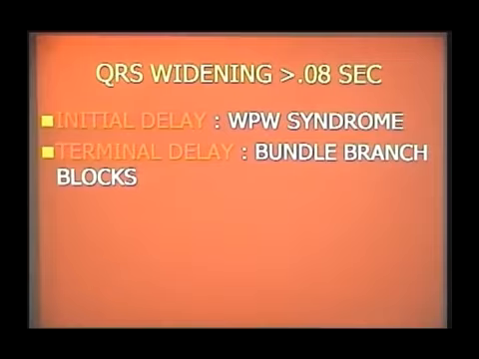Whenever there is an initial delay in QRS widening, we must suspect a pre-excitation syndrome like Wolff-Parkinson-White syndrome. Whereas whenever the QRS is widened because the terminal portion is delayed, you must suspect a bundle branch block, either right or left bundle branch block. So the first step is to diagnose a QRS widening. The second step is to see whether it is an initial delay or a terminal delay. If it is an initial delay, pre-excitation; if a terminal delay, a bundle branch block.